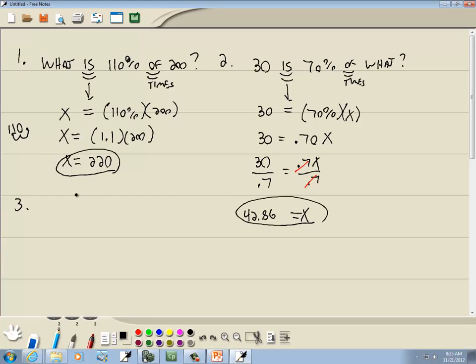Let's take a look at this one. It says 50 is what percent of 400? Well, the is our equals. So equals goes there. 50 is on this side of the equals, because this is before the is. Of is our multiplication, so we got what percent? That'll be our x, times 400.